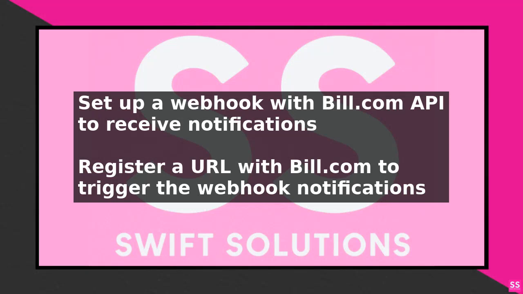To cache the Bill.com API webhook, you need to understand the basics of webhooks and caching. A webhook is a callback function that is triggered by a specific event, in this case, the Bill.com API. Caching is a process of storing frequently accessed data in memory to reduce the number of requests made to the API.